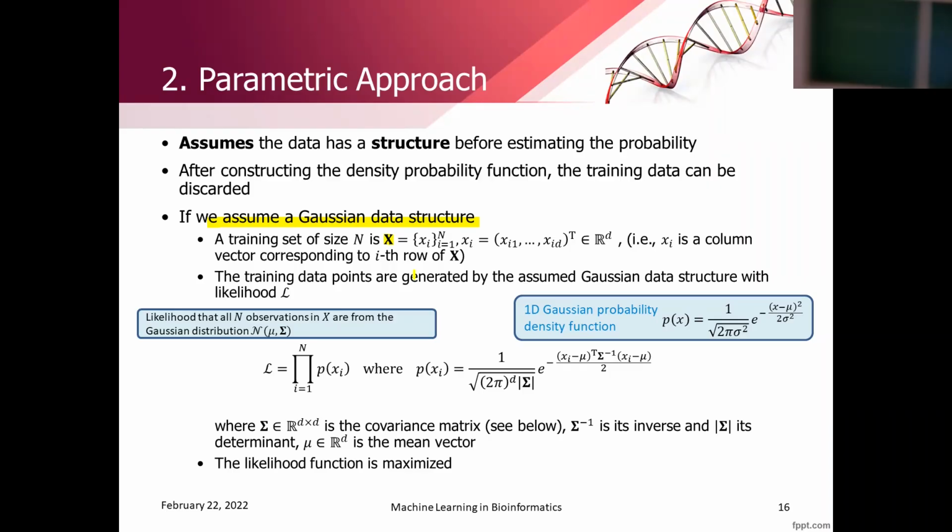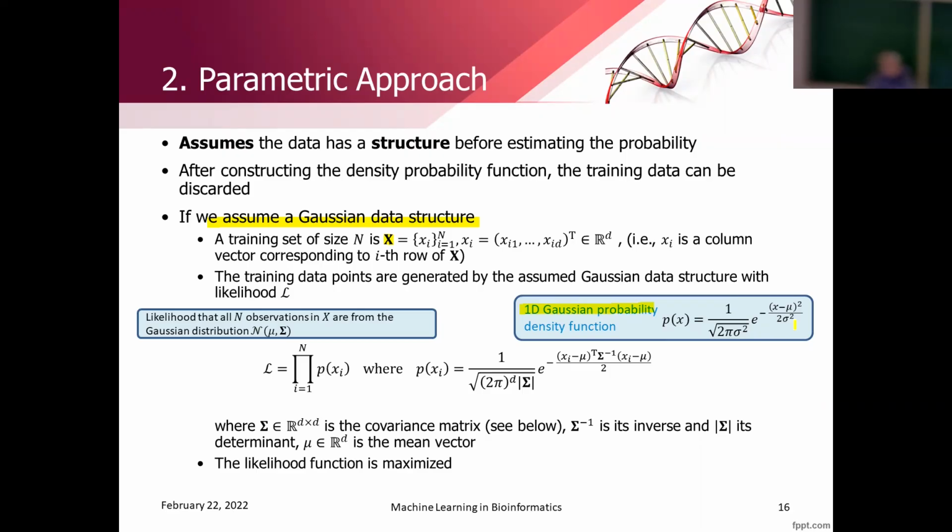In the formula, if we have a one-dimensional Gaussian probability, then we can describe this using such a density function. So 1 divided by the square root of 2 pi times sigma square. Sigma is the standard deviation. Sigma square is the variance. And times e to the power minus (x minus mu), mu is the expected value, squared, divided by 2 times sigma square.